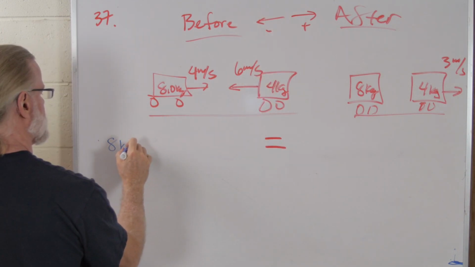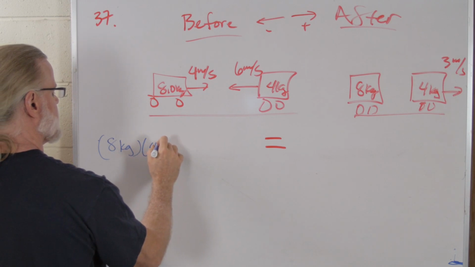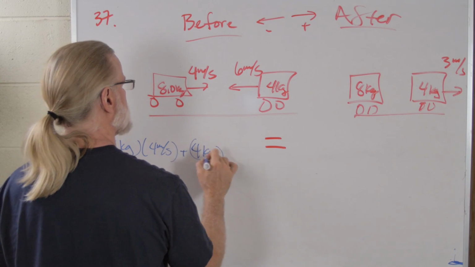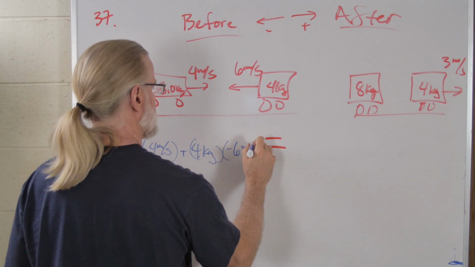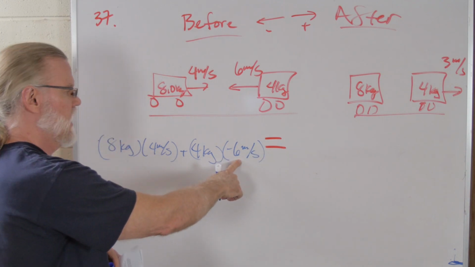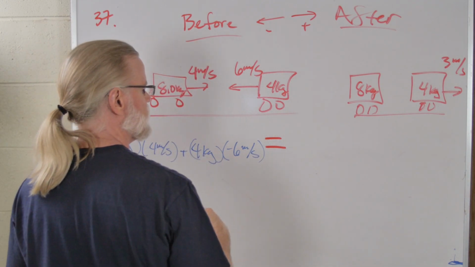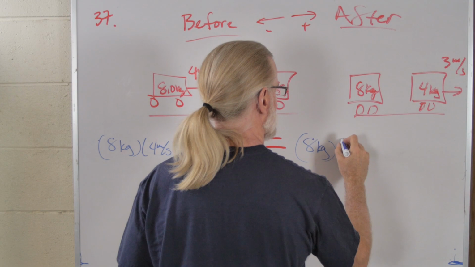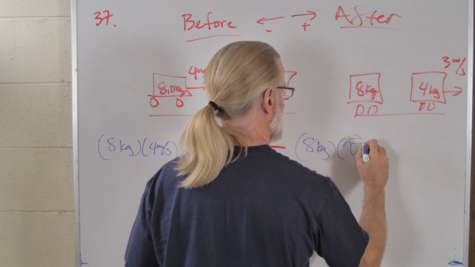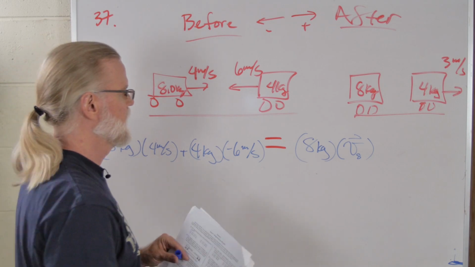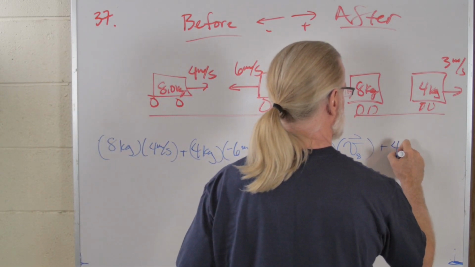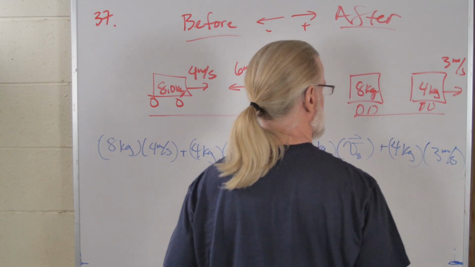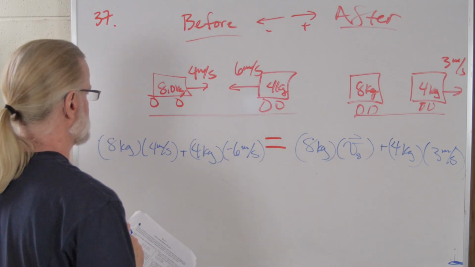8 kilograms times 4 meters per second, and that's positive because it's that way, plus 4 kilograms times negative 6 meters per second, and that's where you might run into some problems ignoring direction. That equals what happens afterwards, which is 8 kilograms times the velocity of the 8 kilogram, plus 4 kilograms times 3 meters per second, and that is positive.